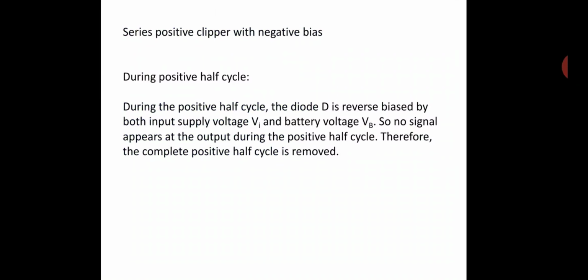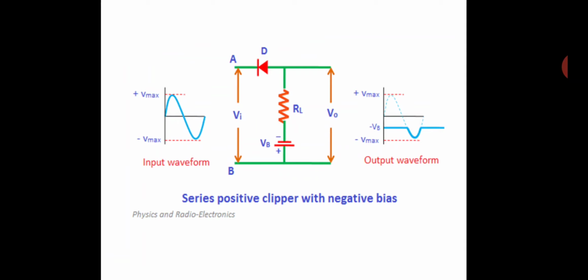During the positive half cycle, the diode D is reverse biased by both the input supply voltage Vi and the battery voltage Vb. So no signal appears at the output during the positive half cycle. Therefore, the complete positive half cycle is removed. Okay, now we discuss the negative half cycle.